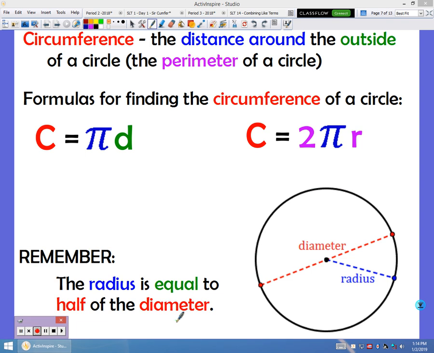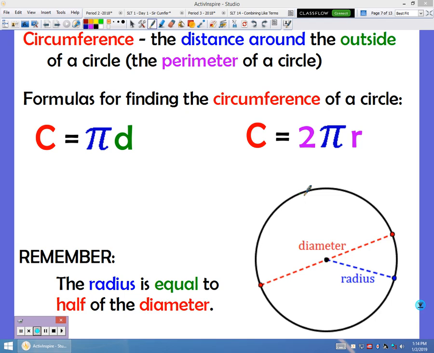Today we're going to extend our learning from what we talked about in class. Tonight we're going to actually calculate the circumference of a circle. Now the circumference, if you remember, is the distance around the circle. In other shapes we call this the perimeter.